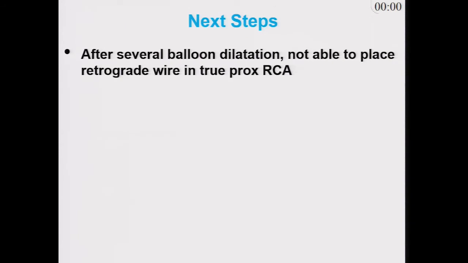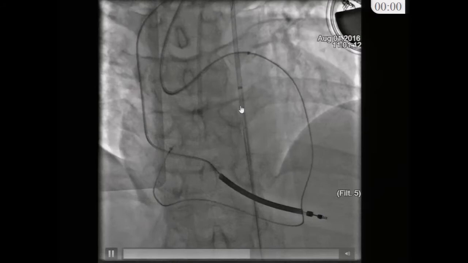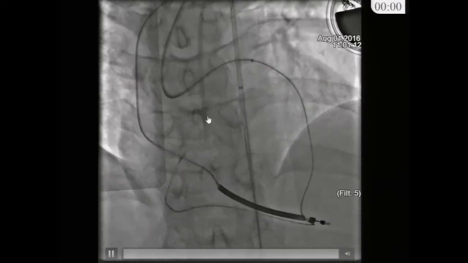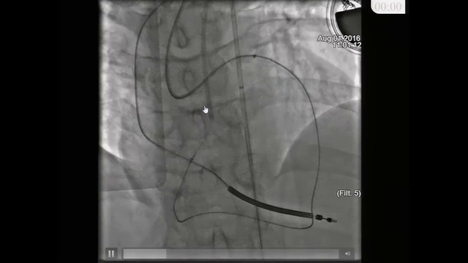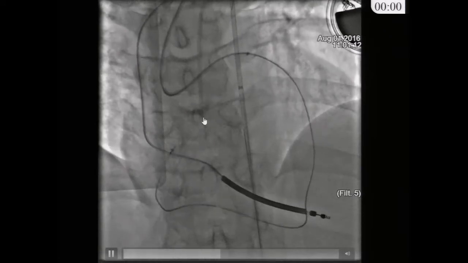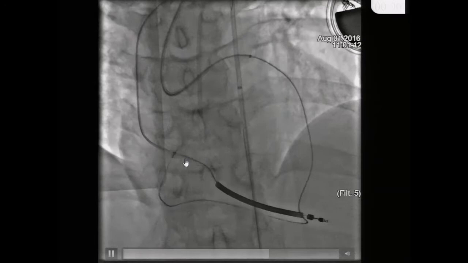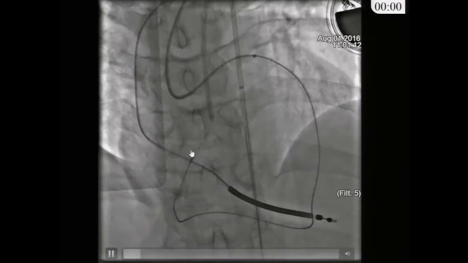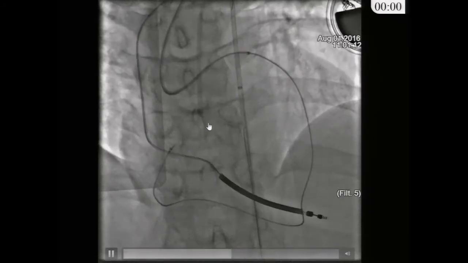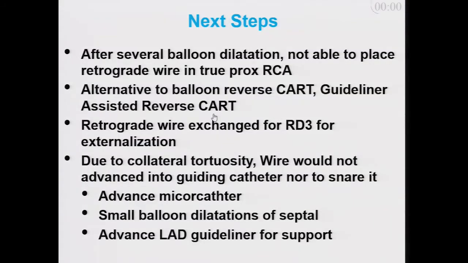So after several balloon indentations, not able to place the retrograde wire in the true proximal right coronary artery, eventually I was able to advance the Guideliner distally. So what I did is I dissected the whole right coronary artery, and this is what is called Guideliner-assisted retrograde access. So the wire now goes backward into the Guideliner, and at that point, after several balloon dilatations, I was not able to place it. As an alternative to balloon reverse CART, Guideliner-assisted reverse CART, which is what I did.